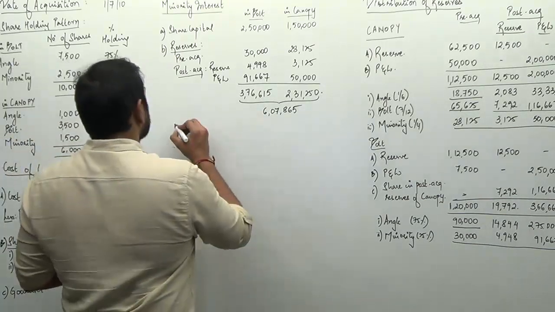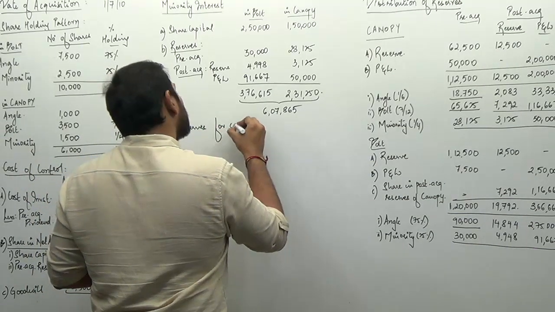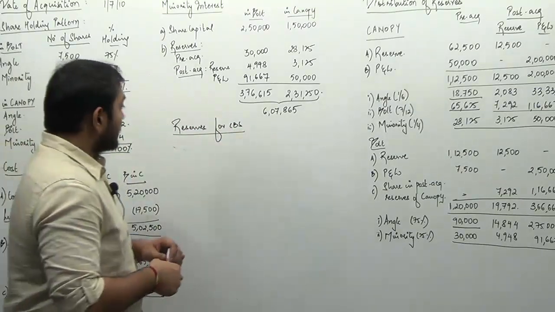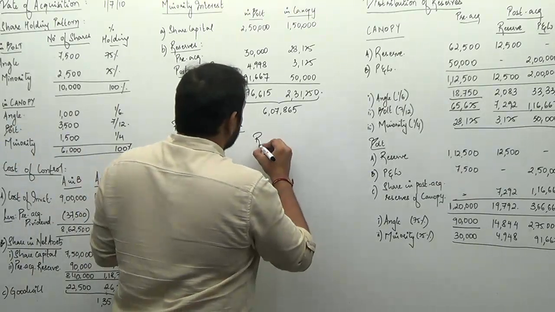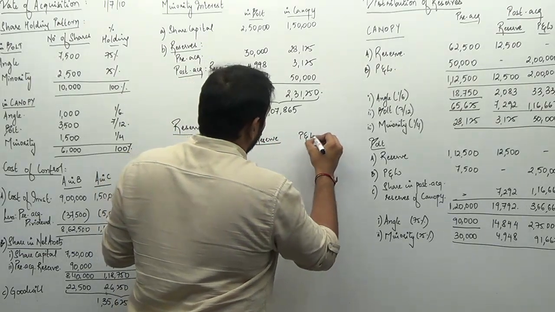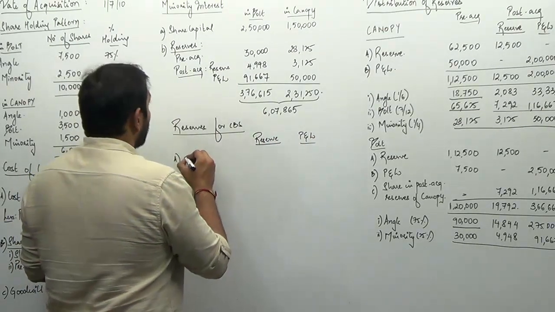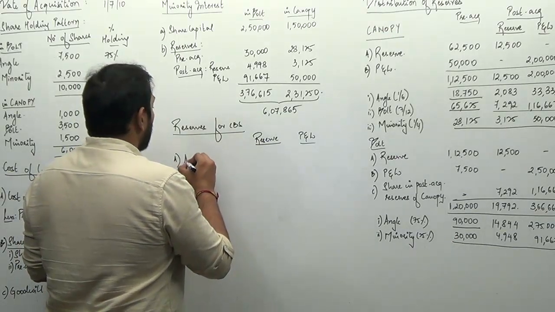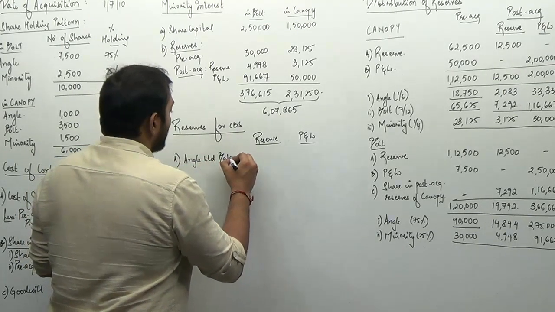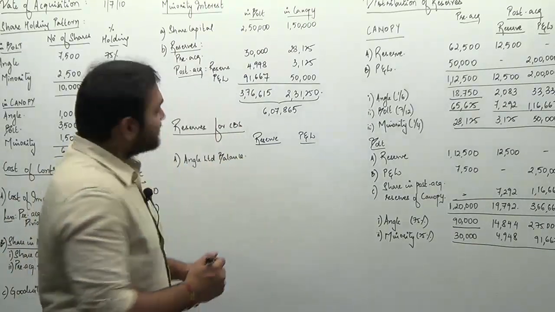Last working note, guys. Results for CBS. I have two reserves. Maintain those two columns. One is a reserve and the other one is P&L. I will start with Angle Limited balances. Balance in Angle Limited, reserve 2 lakhs, P&L 5 lakhs.